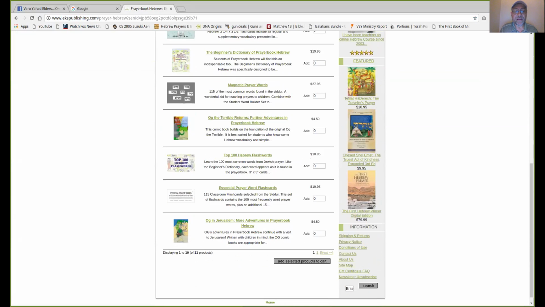We are also doing some of these comic books, which have a lot of the Prayer Book Hebrew in them, grammar and so on, mostly vocabulary. But I think tonight we're going to continue on with Og the Terrible. I happen to have a copy that's not found on their website. It's a much older copy, and I don't know if they need to reprint it or what they need to do.